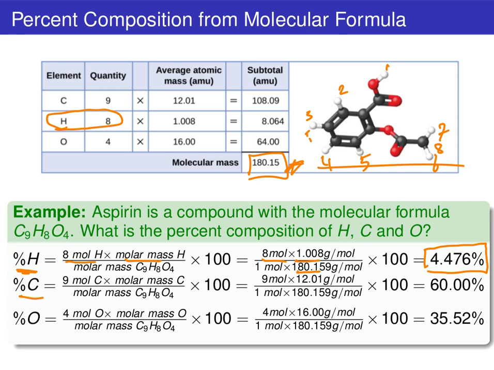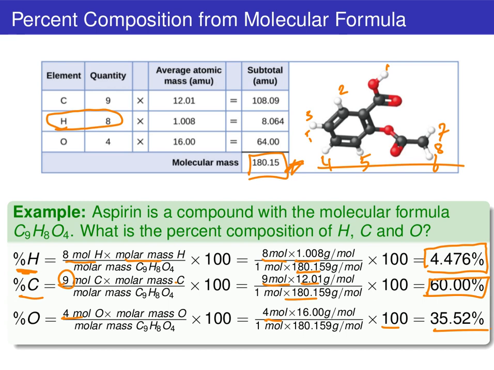Follow the same protocol for carbon. We know the number of carbon atoms, multiply by the molar mass of carbon, divide by the molar mass of the entire compound, and we get roughly 60% carbon. Similarly for oxygen, where we have 4 oxygen atoms per molecule, and so we have 4 moles of oxygen per mole of aspirin. Take that ratio, multiply by 100, and we again arrive at our percentage.